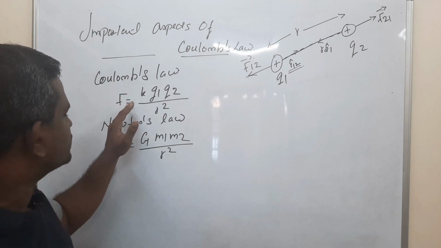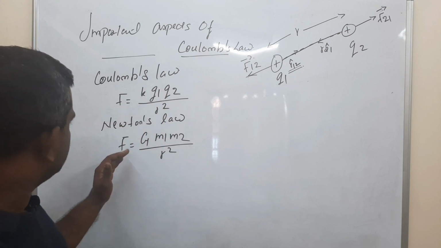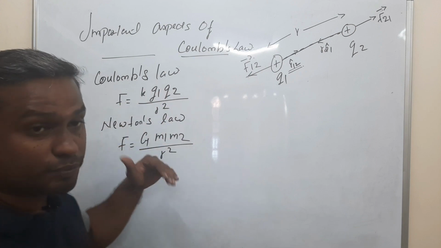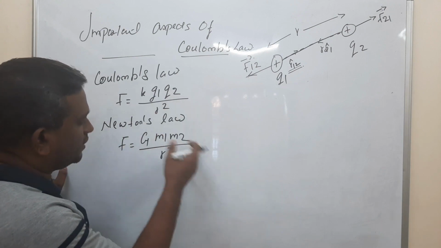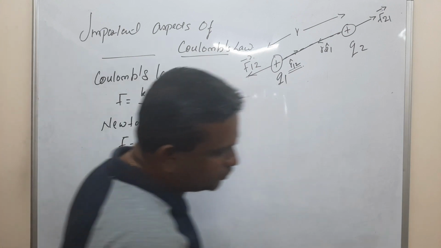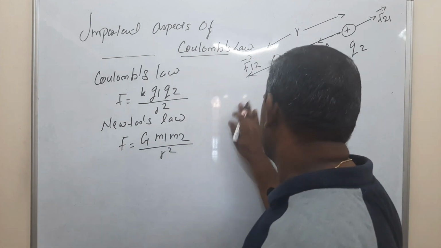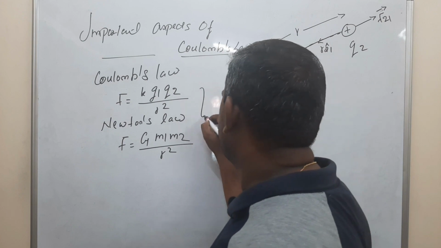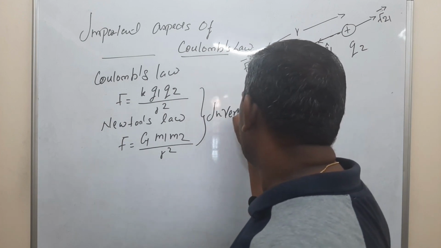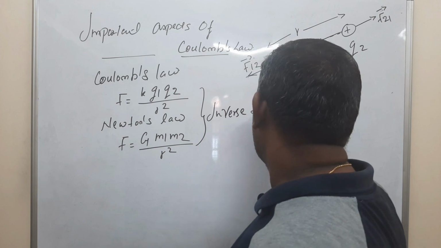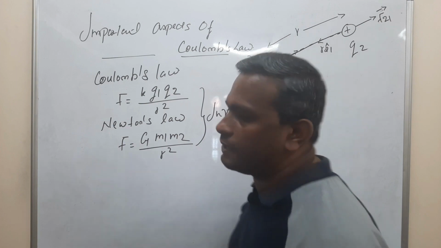Here, force is equal to a constant into the product of the charges. Here, force is equal to a constant into the product of the masses. It is inversely proportional to the square of the distance. That's why these two laws are called the inverse square law.